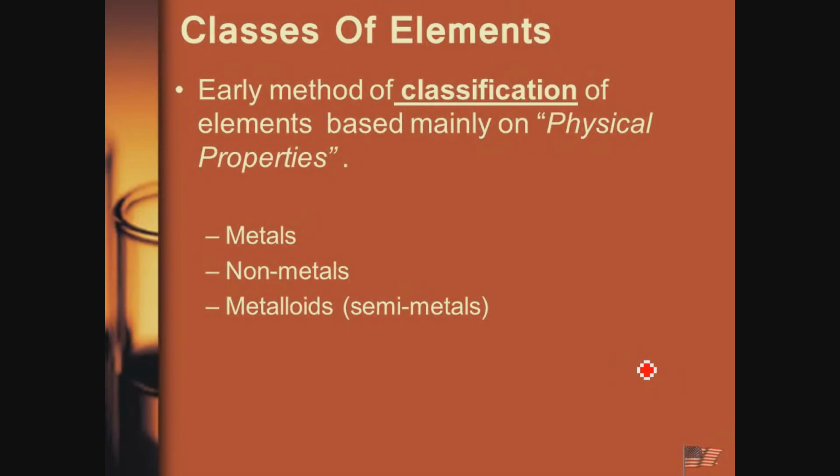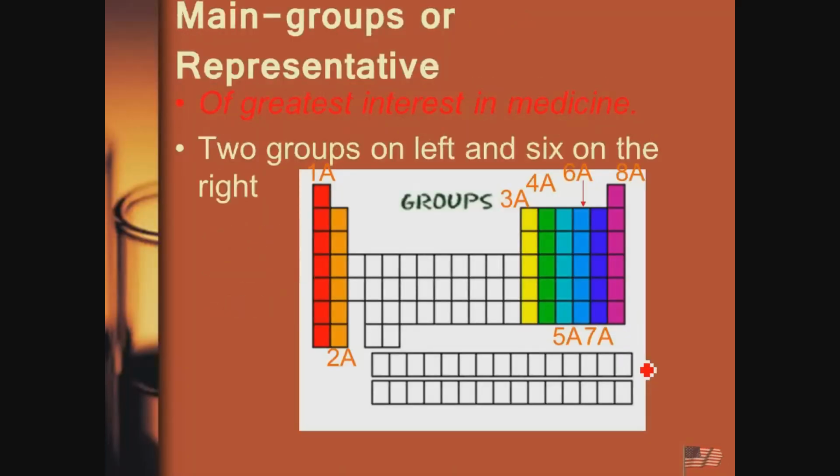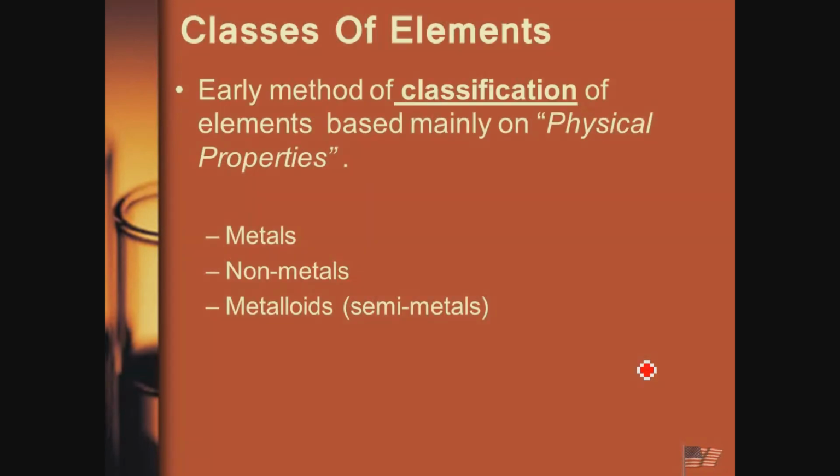The other way that we can classify them is based on their physical properties. As this shows, where the red circle is, there's some that are metals, there's some that are nonmetals. The metals that specifically we're going to look at are the ones on the left-hand side, in column 1 and column 2. The nonmetals are the ones on the right side, including the noble gases. And then there's some that are kind of in between, what we're going to call semi-metals or metalloids.